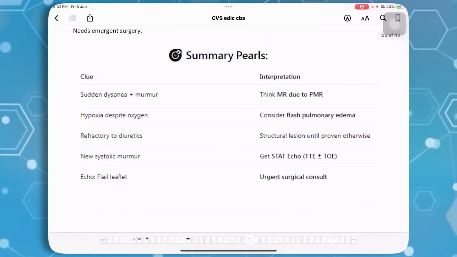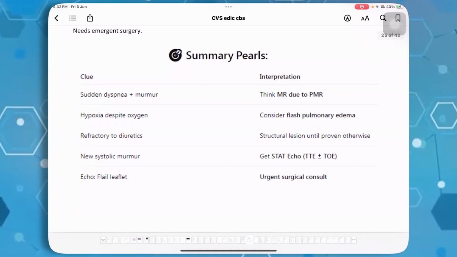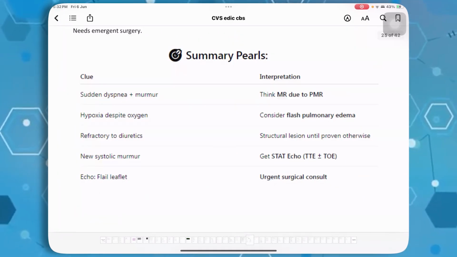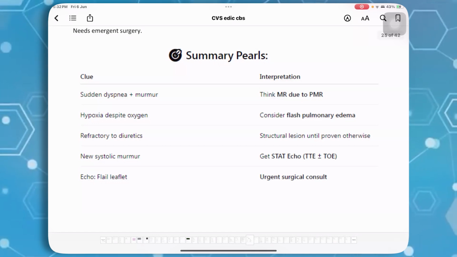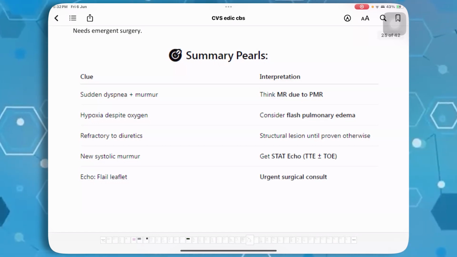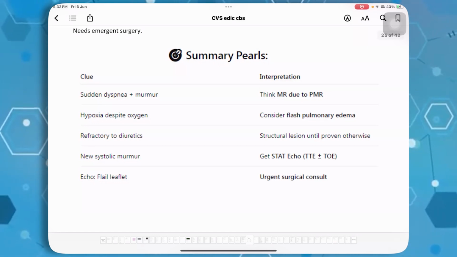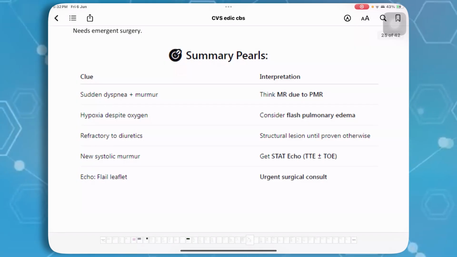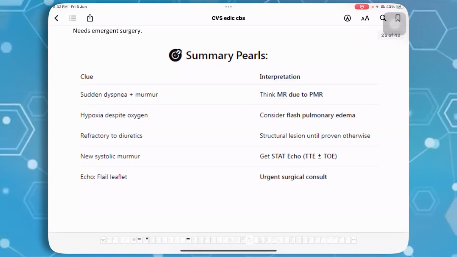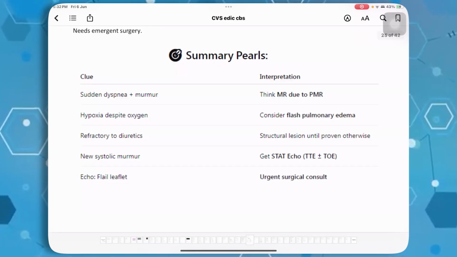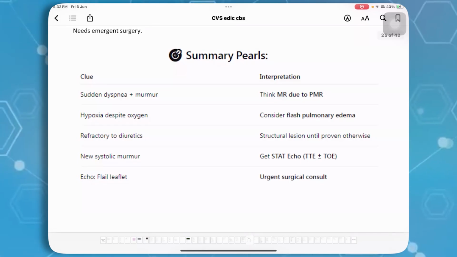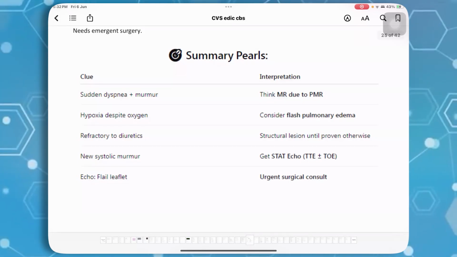If the patient has a sudden dyspnea with a new murmur, always think of mitral regurgitation due to papillary muscle rupture. If there is hypoxia despite a good amount of oxygen given, always consider flash pulmonary edema, then define the cause of pulmonary edema. If it is refractory to diuretics, you know that there is a structural lesion that has gone bad, unless proven otherwise.